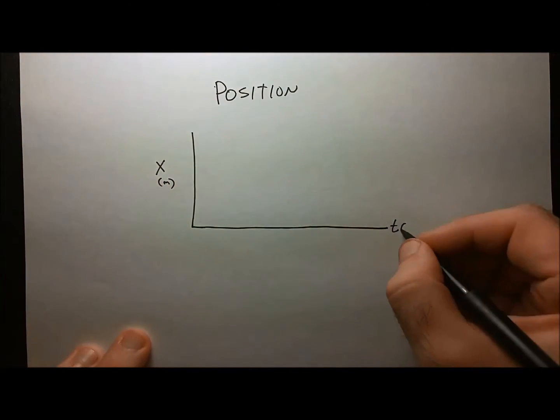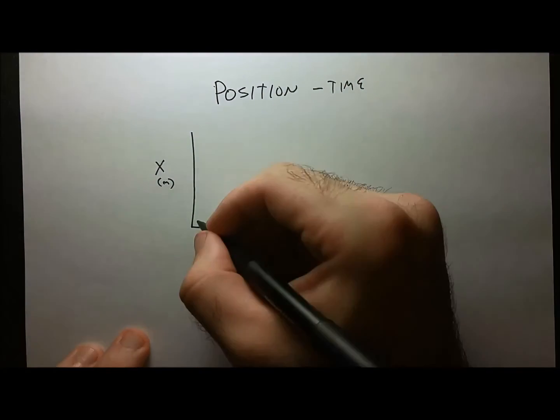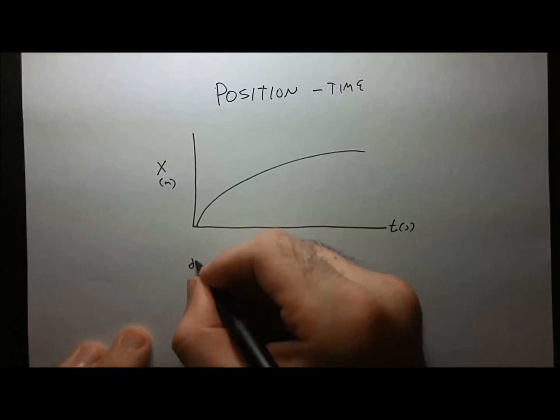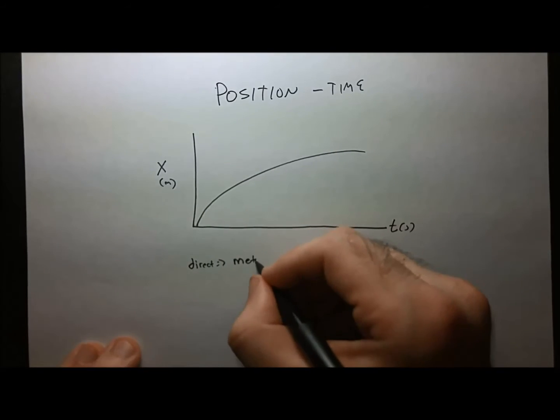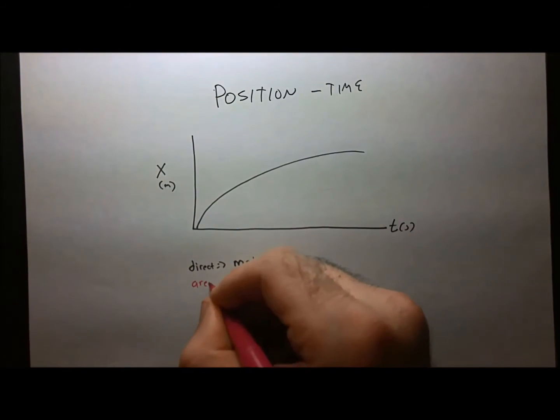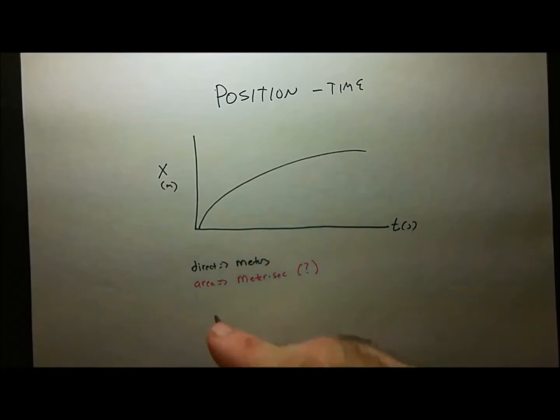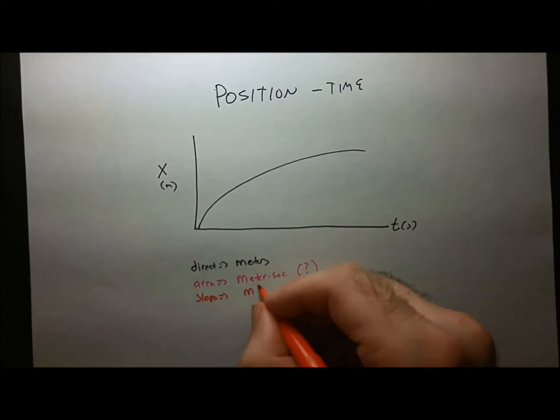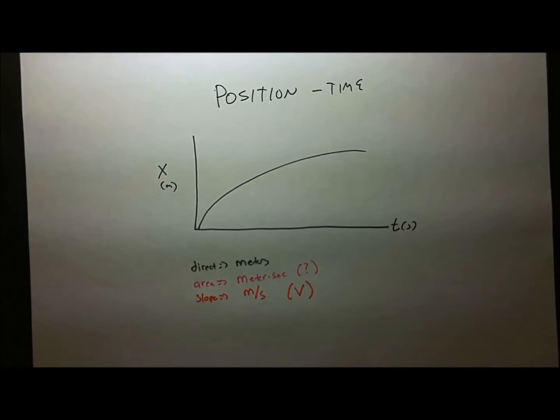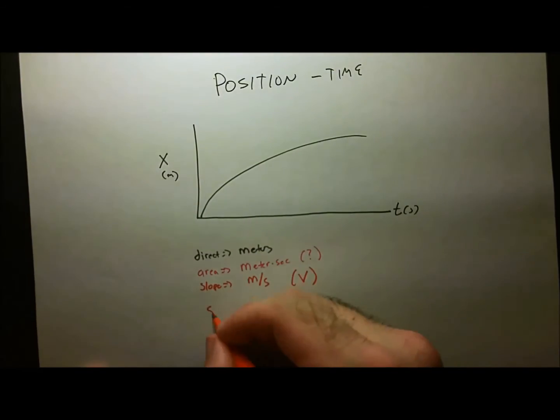So when it comes to position graphs, which is position versus time, there are a couple things we could do. I just drew a random curve here. First off, if you measure it directly, you get meters. Fantastic. If you take the area, you get meters times seconds, which really is nothing in physics. If you take the slope, you get meters over seconds, which is the velocity. So with position, velocity is kind of like the most important thing you can take from it.